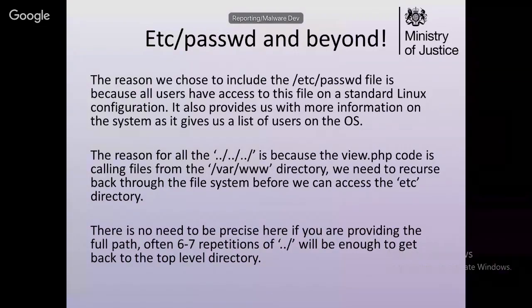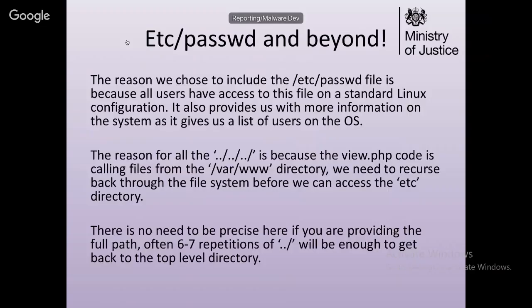So the contents of etc passwd. We choose this because every user has access to it on a Linux system. It also provides you a bit more information on the system, as it gives a list of users. So you can see you've got a root user, a Zico user, and a MySQL server user. So we can start enumerating a bit more about the operating system from this as well. So this is a key file to use. This is normally what's used in a proof of concept.